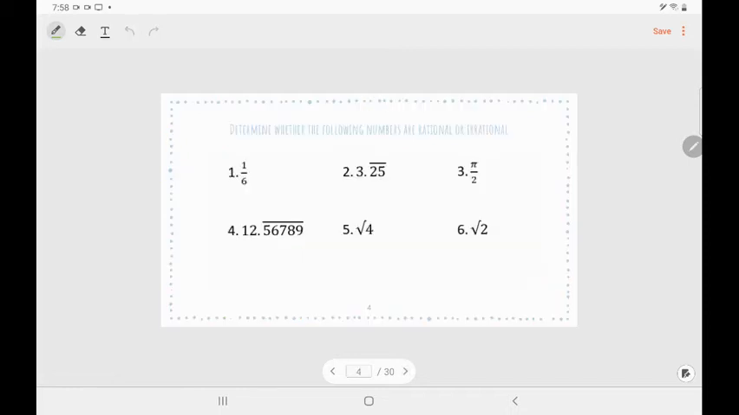So let's determine whether the following numbers are rational or irrational. 1/6, it's a fraction, so it is rational. 3.25 repeating. Well, can I write it as a fraction? Yes, I can. 3 and 25 over 99. That can be written as a fraction, so rational. Pi over 2, we just talked about this. If anything ever includes pi, it automatically goes in the irrational category because it cannot be simplified to be written as a fraction without the number pi.